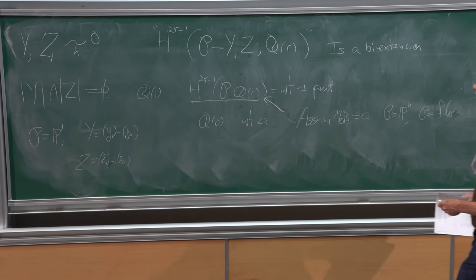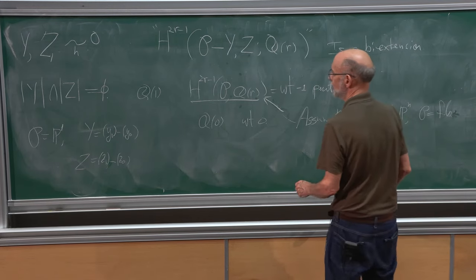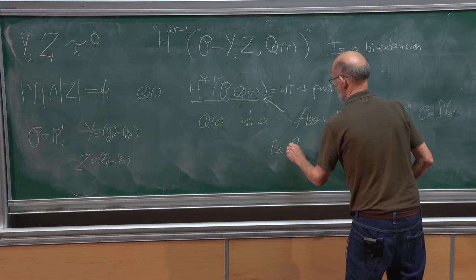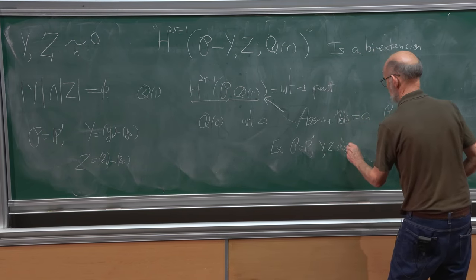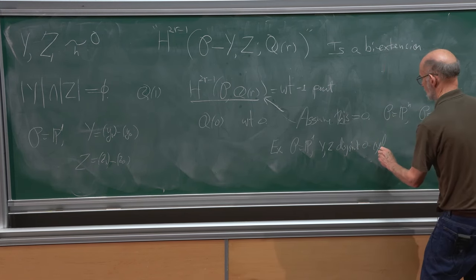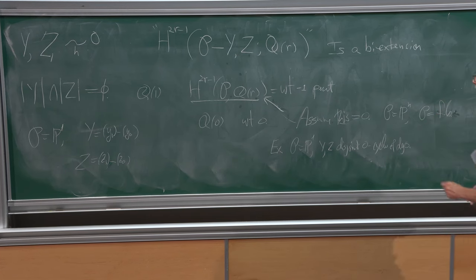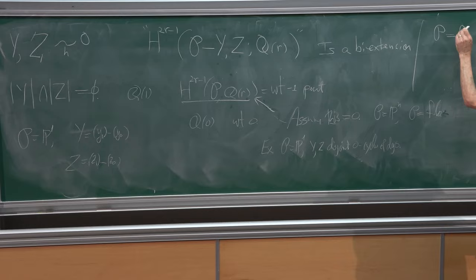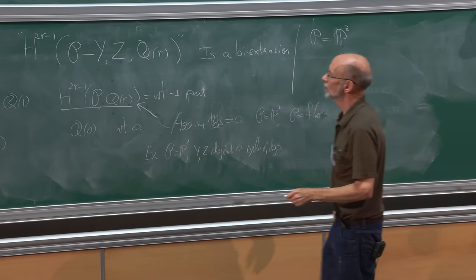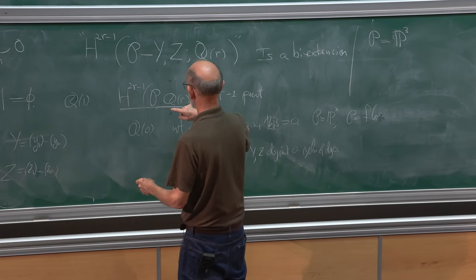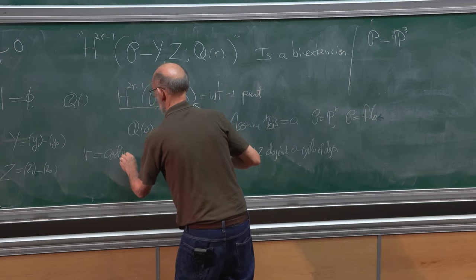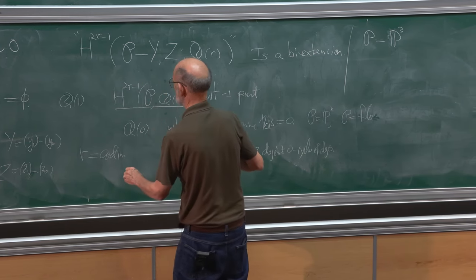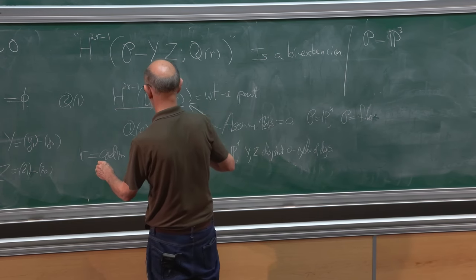Okay, so maybe some example. Just the stupid example would be p equals p1, and y and z disjoint 0 cycles of degree 0. But another example would be take p equals p3. So r is the dimension of... yeah, you're right, I forgot to say. Let's say that r is the codimension of one of the cycles, the codimension of Y.